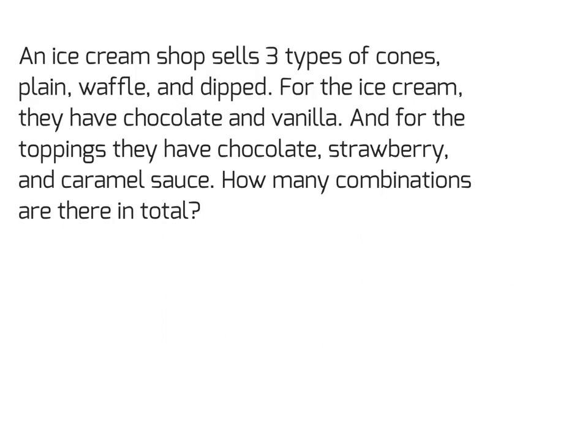An ice cream shop sells 3 types of cones: plain, waffle, and dipped. For the ice cream, they have chocolate and vanilla, and for the toppings, they have chocolate, strawberry, and caramel sauce. How many combinations are there in total? Let's use a diagram to find out.